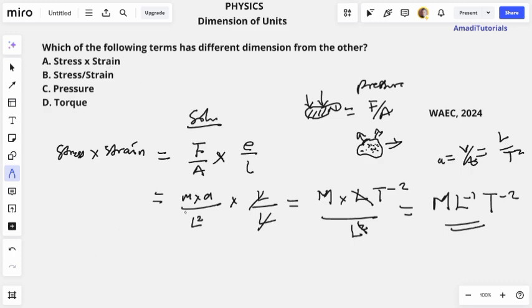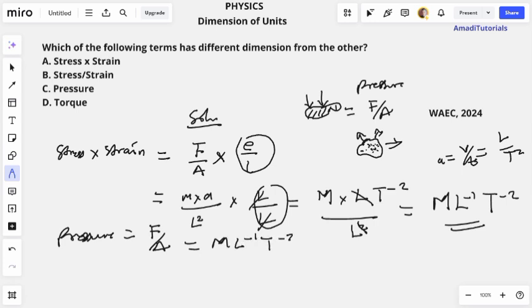And funny enough, this dimensional unit also represents pressure, because pressure is also defined as force over area. The strain cancelled out here, so the actual dimension that we found is also the same as that of pressure. So pressure has the same dimensional unit as stress. So now A and C are the same.